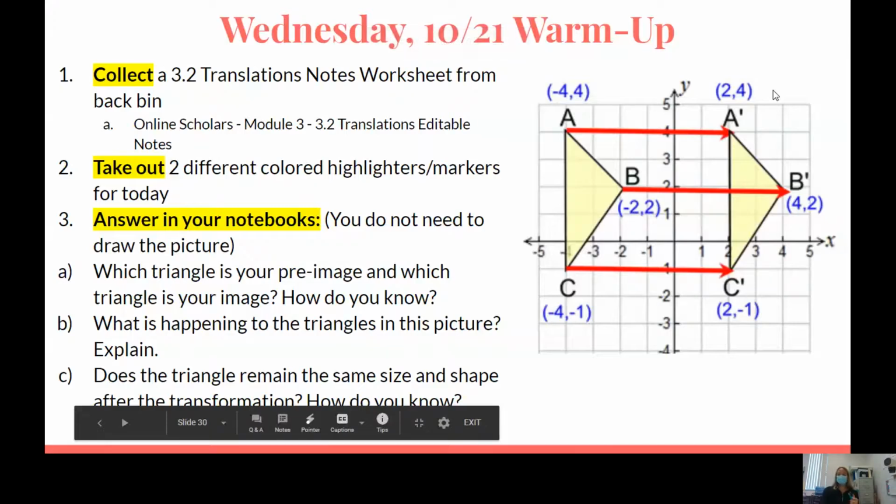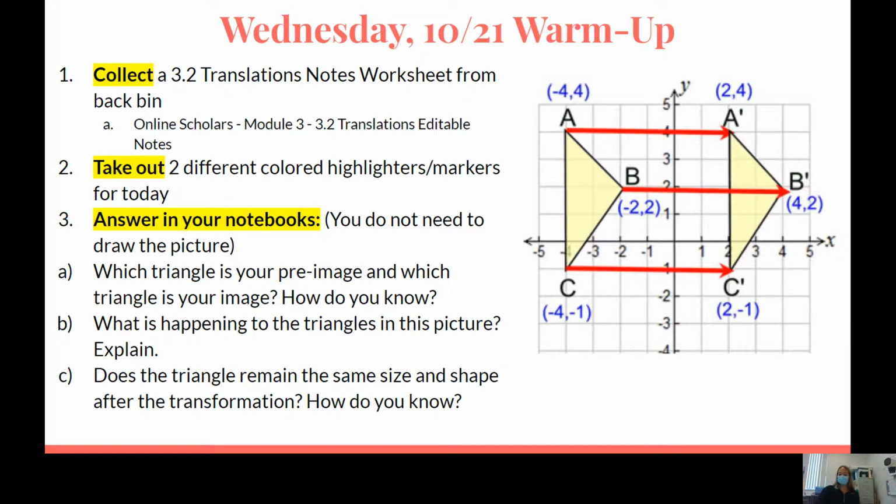So just read the question. Again, you don't have to draw that picture, just read it. Think about it.